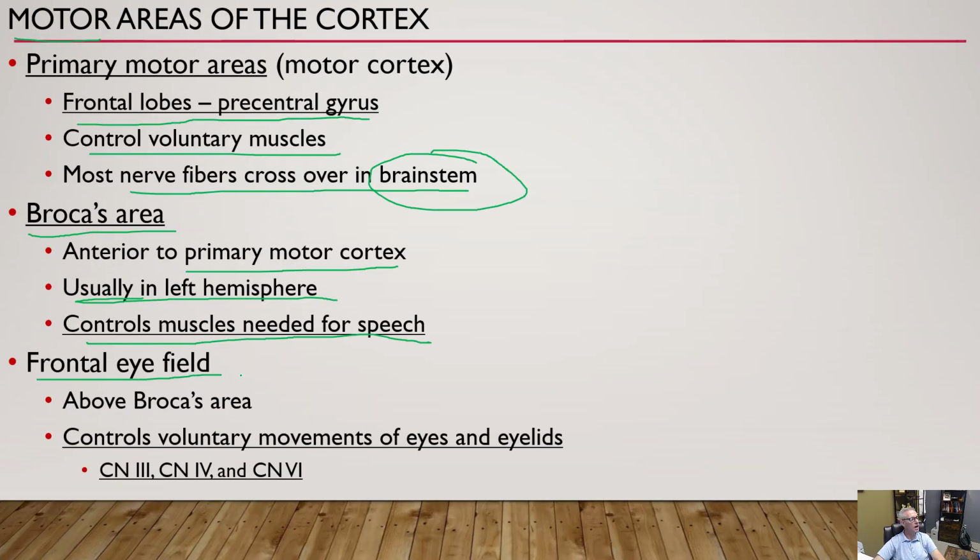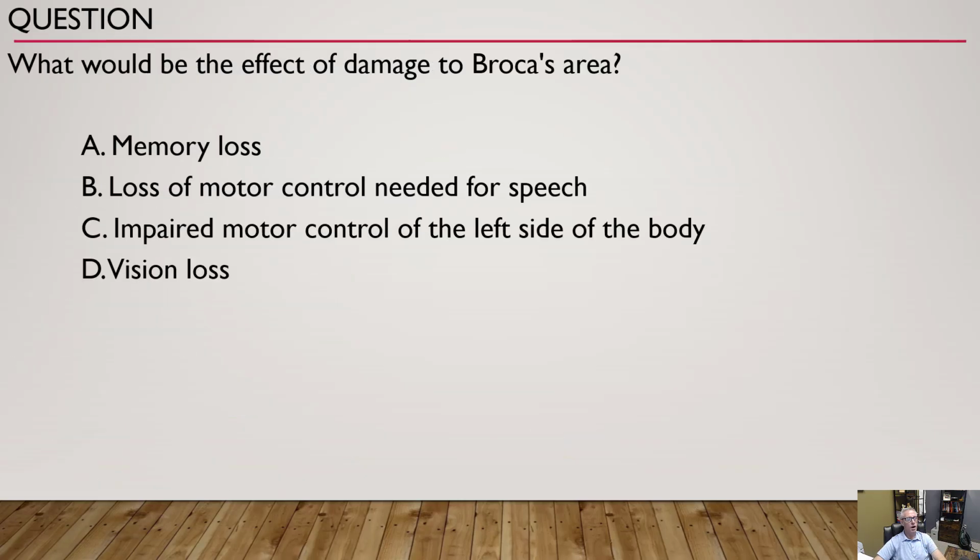All right, frontal eye field. It's going to be above Broca's area. That's your motor component for your eyes and eyelids. We'll talk about the cranial nerves 3, 4, and 6. Cranial nerve 3 is the oculomotor nerve. Cranial nerve 4 is your trochlear nerve. Cranial nerve 6 is the abducens nerve. You're going to have to memorize the cranial nerves, which we'll go over.